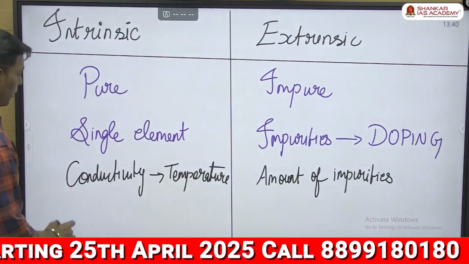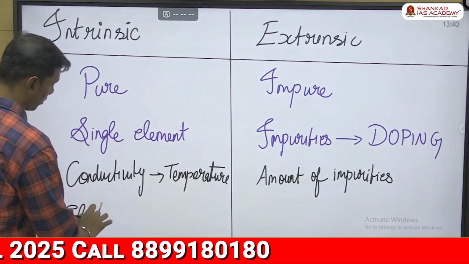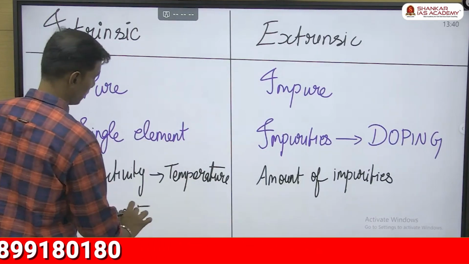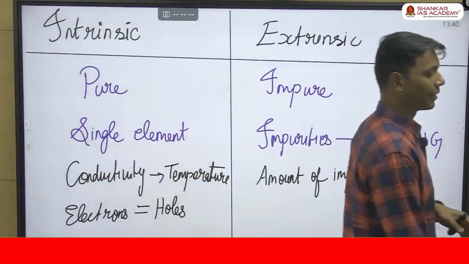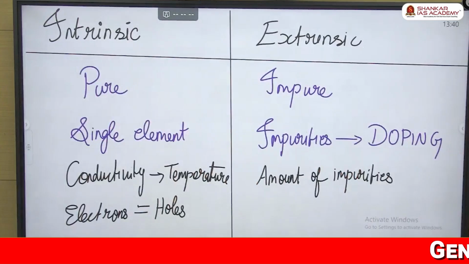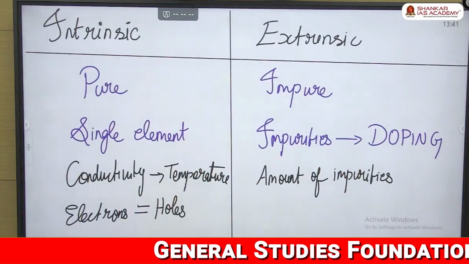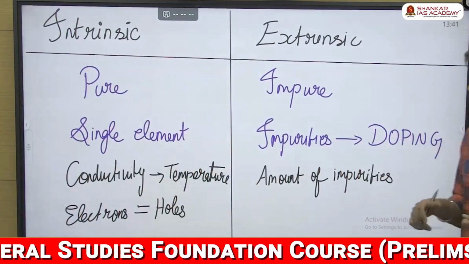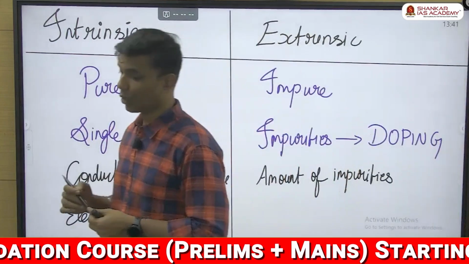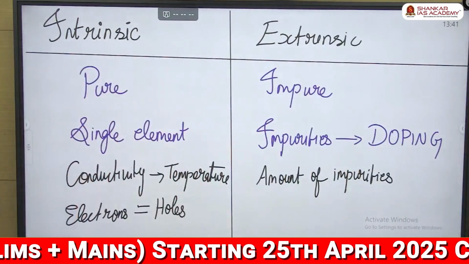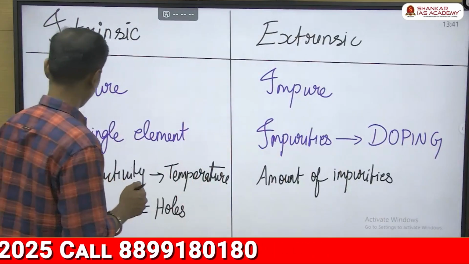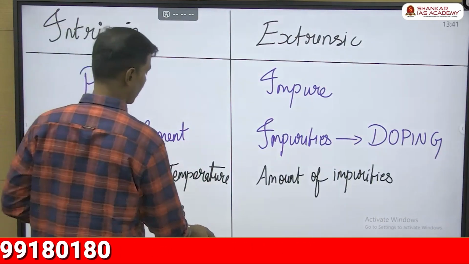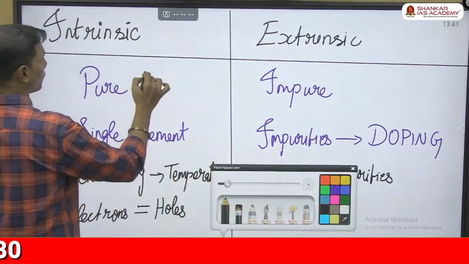Okay, here the number of electrons equals the number of holes. I will explain what is meant by holes later. In intrinsic semiconductors, the number of electrons and holes are equal. Coming to extrinsic semiconductors, they have unequal electrons and holes. This is generally used for research purposes.